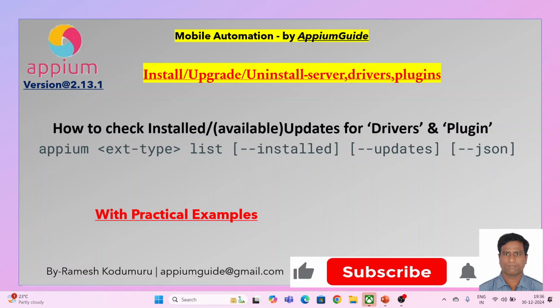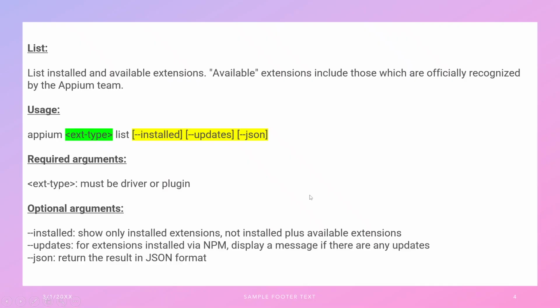By using the appium list command, we can list installed and available extensions. The available extensions include those which are officially recognized by the Appium team, which means it will display all the installed and available extensions recognized by the Appium team.